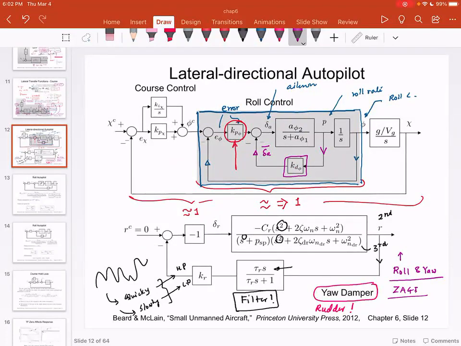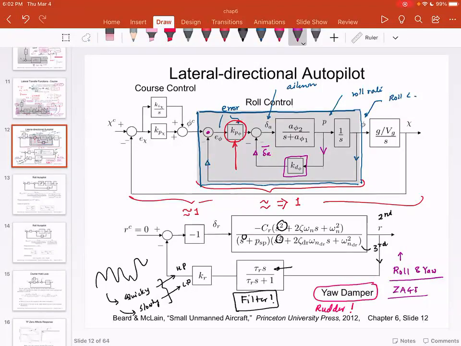Now, if you look at the second loop, which is a little bit outside the integrator, after integrating the roll rate, you get the roll angle. This roll angle is fed through a unity feedback. Please understand, this roll angle does not have any transfer function acting on it. There is no transfer function in the feedback loop. So this roll angle is grabbed as is and placed back into this summing junction.